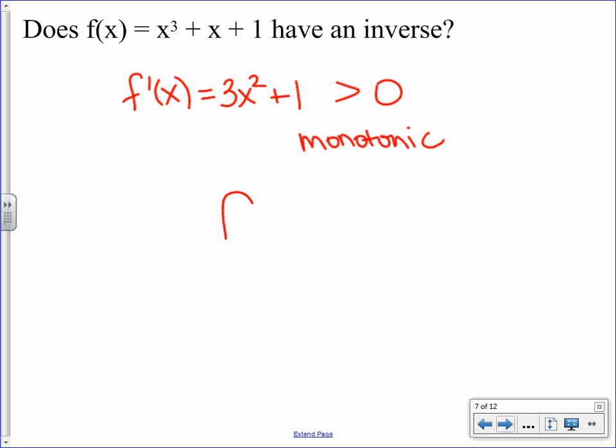And therefore, our inverse exists. Well, I don't know if it's not one of those ones that goes like that. Because we're always increasing. If our derivative is always positive, we are always increasing. Okay, that's the point of this right here.